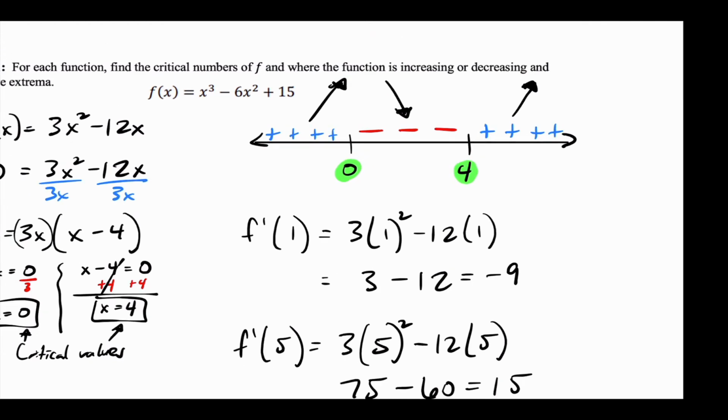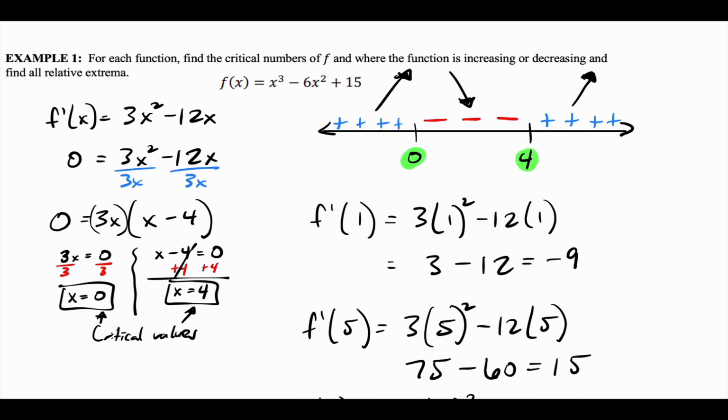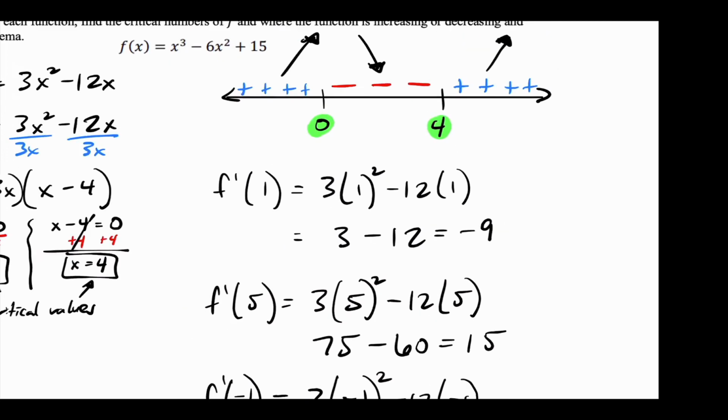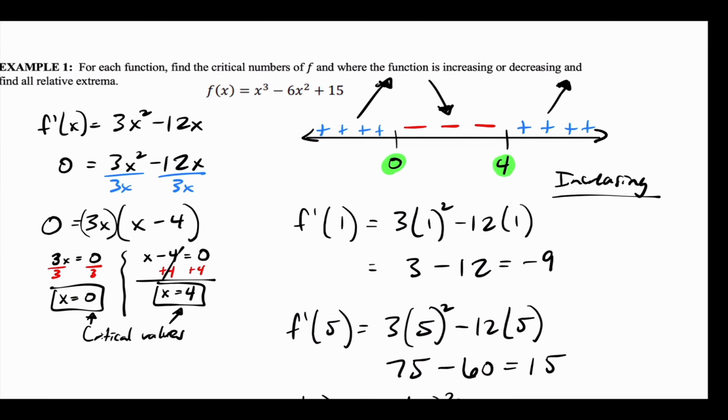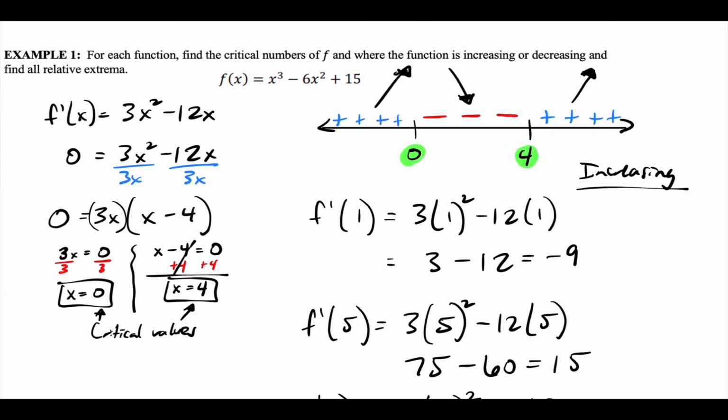Okay? So now let's go answer the question. The question says, what are the critical values? Boom, we got the critical values. 0 and 4. Where is it increasing? Where is it decreasing? So let me find some space over here. Where is this function increasing? Where is f increasing? So what do we call that before 0?